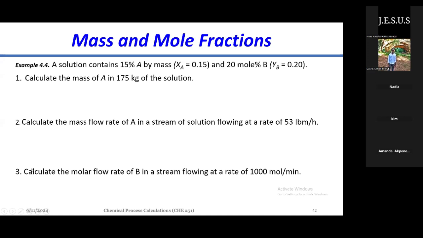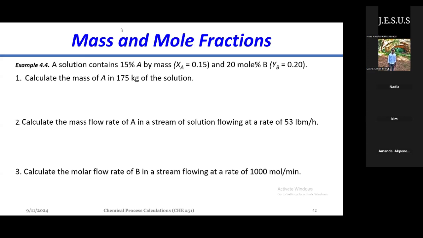And the first question is, calculate the mass of A in 175 kilograms of the solution. Now, we said that there is a mixture, but we don't know the actual mass it contains. Then we've been given a mass percent of just one component, and the component is 15% of it. So it means that when I take 100 kilograms of the mixture, 15 kilograms is made up of A.